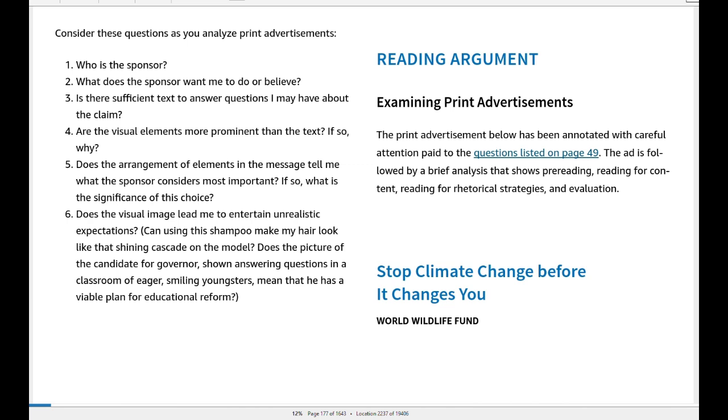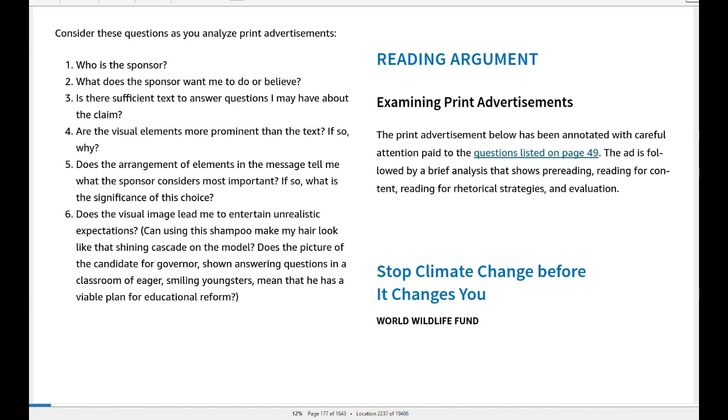Reading argument. Examining print advertisements. The print advertisement below has been annotated with careful attention paid to the questions listed on page 49. The ad is followed by a brief analysis that shows pre-reading, reading for content, reading for rhetorical strategies, and evaluation.